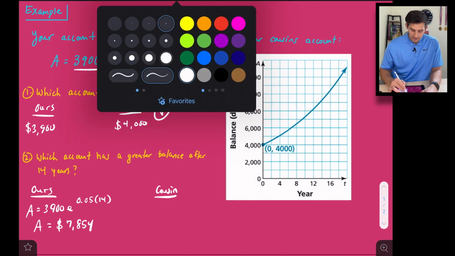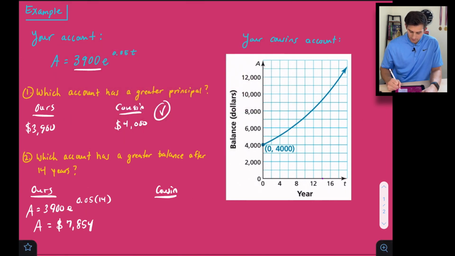Now for my cousin, let's approximate on our graph here. So if we look at our graph, let's go, year 14 would be right here, okay? And so now we can put a little point right here where we have that intersection. So we know this would be 9K, right? 9,000. So it's a little bit more than 9,000, which is already more than our 7,854. So we know we're good for our cousin.